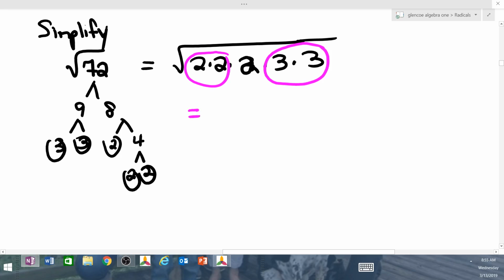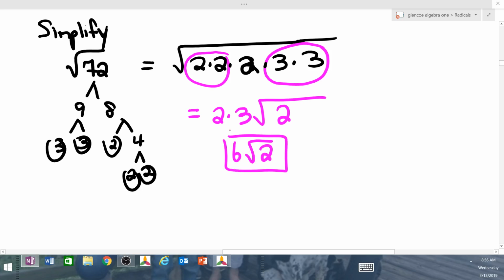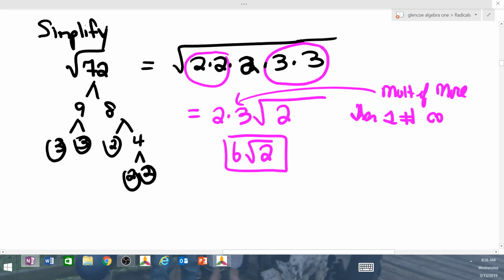So who's coming out of prison? 1 2 and 1 3. Whoever comes out, you're going to multiply them together. So we have 2 times 3, radical 2. Our final answer would be what? 6 radical 2. Good job. Multiply if more than one number comes out. Let's try another one.